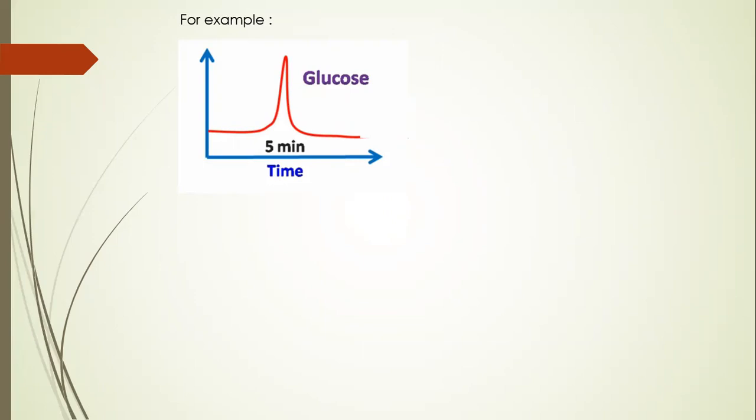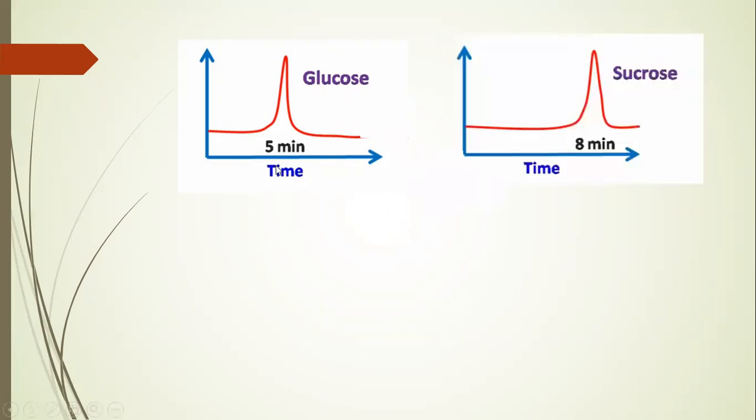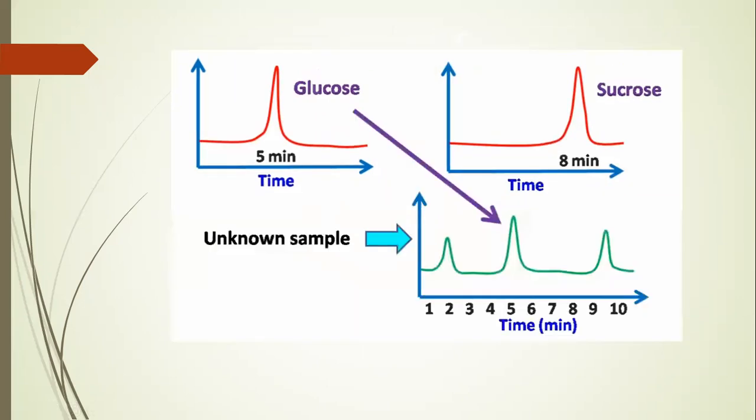Let's discuss with an example. For example, if we run glucose as our sample and a peak is obtained at 5 minutes, as you can see, the peak is obtained at 5 minutes. Next, we run sucrose as our sample and a peak is obtained at 10 minutes. Now we analyze an unknown sample for identification of whether sugar is present in it or not.